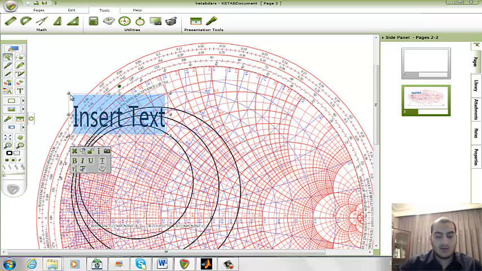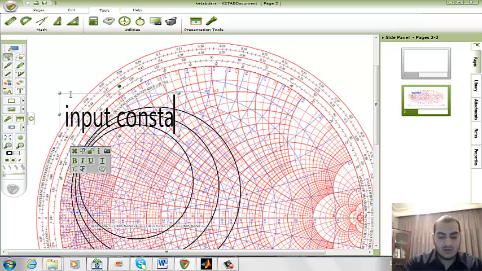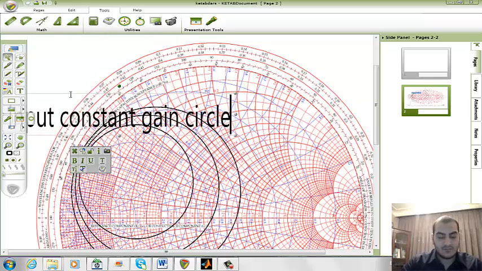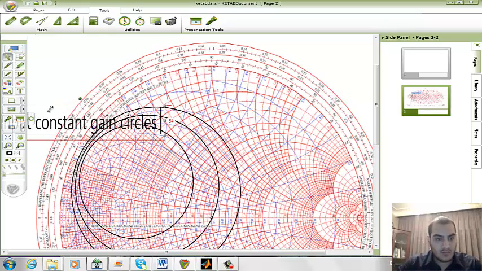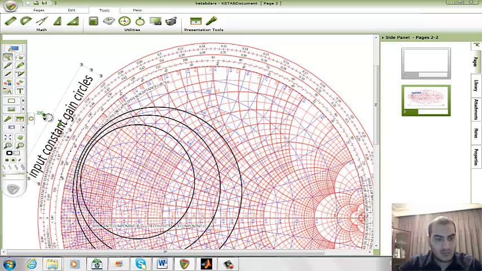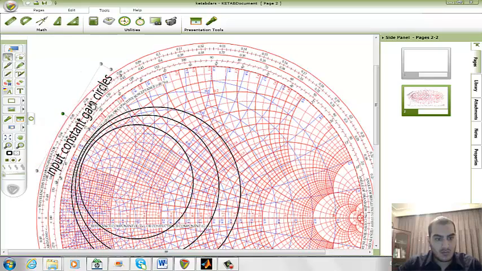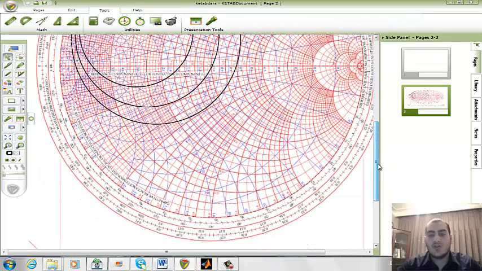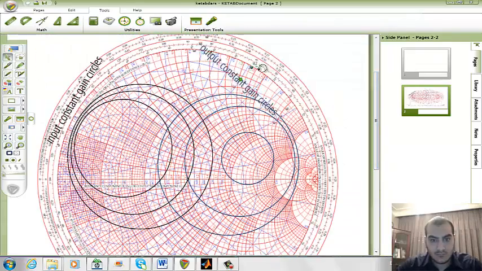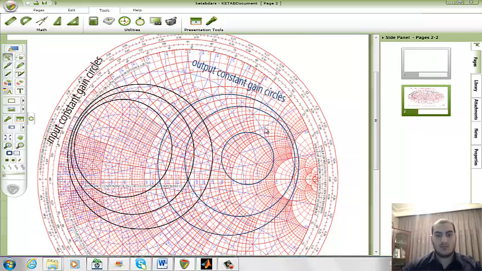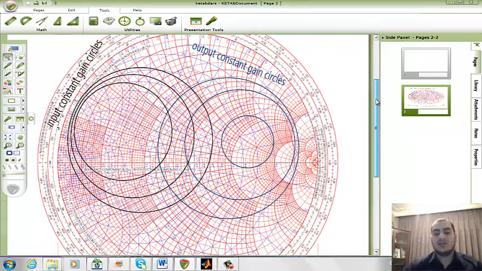We'll just put a label here: input constant gain circles. Now we have to draw the output constant gain circles, which are as follows. Okay, these are the final constant gain circles. This is the output constant gain circle, this is the input constant gain circle, this is the circle of gain 1, this is the circle of gain 0, and this is the circle of gain -1, and so here the output constant gain of 1, 0, and -1.